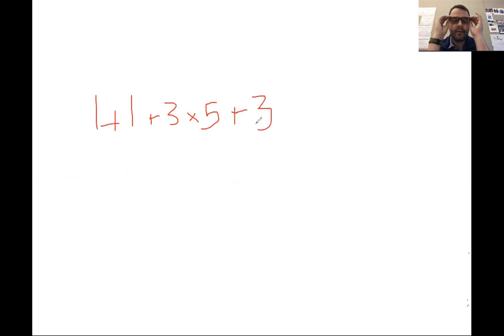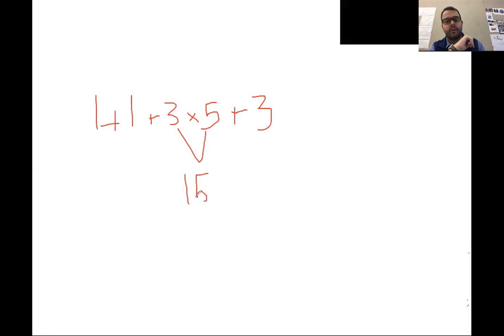Again, looking at this problem, I have to use my system, which is understanding order of operations, which says that we have to evaluate things in parentheses first. There are no parentheses. Then exponents next, there are no exponents. Then I have to look for multiplication or division. I see multiplication, so I must do that first. 3 times 5 is 15, so I evaluate that.